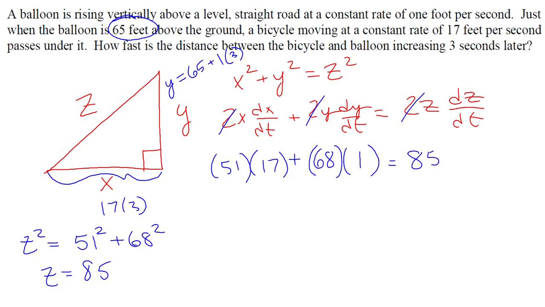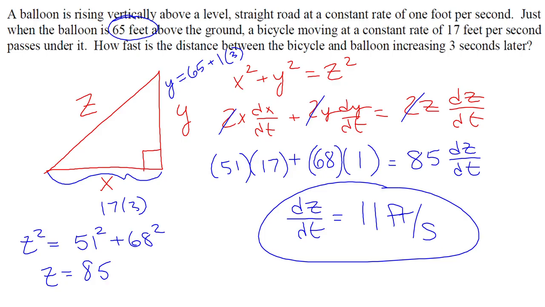I'm just going to say that's 85 times dz/dt. So we have 51 times 17 plus 68 times 1, and we're going to divide that by 85. Again, I'm not going to do all the arithmetic by hand here. You can add those up and divide by 85. You end up getting dz/dt is equal to 11 feet per second. So the distance between the balloon and the bicycle is changing at 11 feet per second.